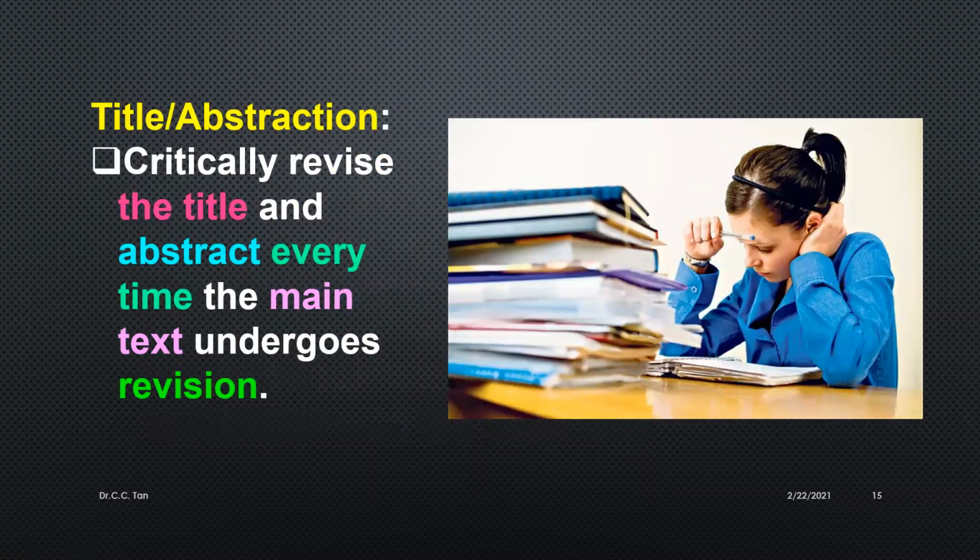Critically revise the title and abstract every time the main text undergoes revisions. As I told you, the alignment is very important. Anything that you change will also change the title, that will reflect your article, and also the abstract sequence and the way you deliver your messages, make sure that it is in alignment with your article.